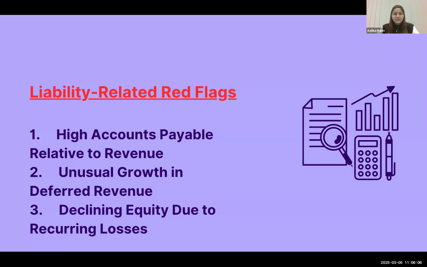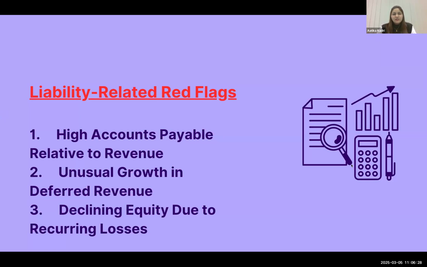All right. So let's move to the liability red flags that we should spot. The first is high accounts payable relative to revenue. If payables are growing faster than revenue, it may indicate cash flow issues. Consistently late payments to suppliers can also strain relationships and lead to service disruptions.